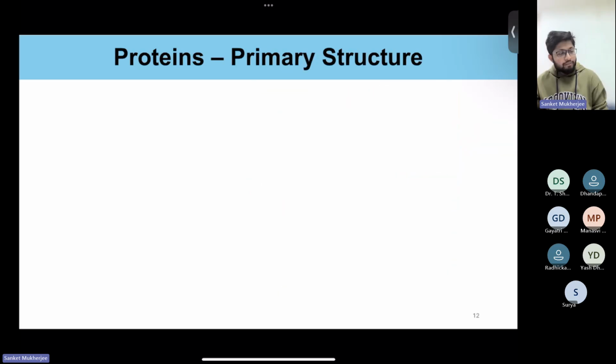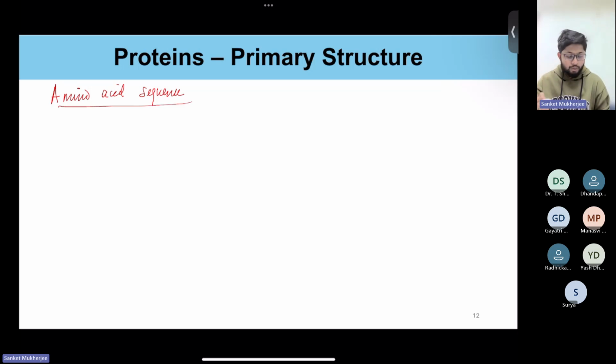Now, talking about the primary structure of a protein, that is essentially the sequence of amino acids. That is the primary structure. Now, how is the sequence of amino acids known? First, let's say this is the protein. It might have some disulfide linkages as well. So first, what we do is reduce the disulfide bonds.